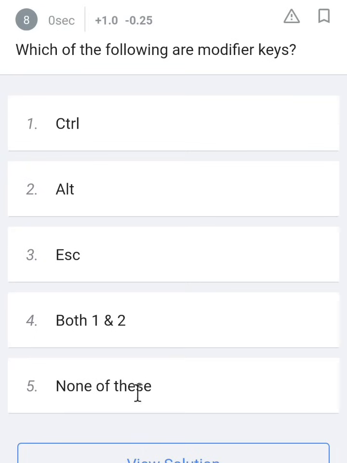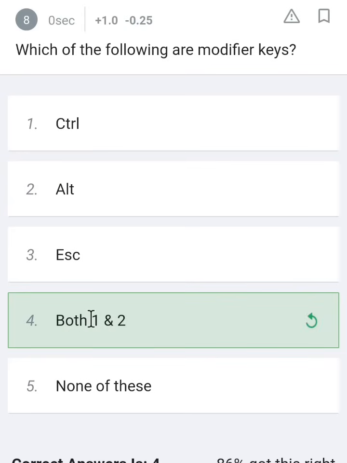Next question, which of the following are modifier keys? Modifier keys are keys that modify the function of other keys. That means they combine with another key to perform operations. So control, alt, escape, both 1 and 2, or none of these. We use control, because Control A selects all, Control C is copy, Control X is cut, and Control V is paste. Alt also works, escape does not, so it is both 1 and 2.